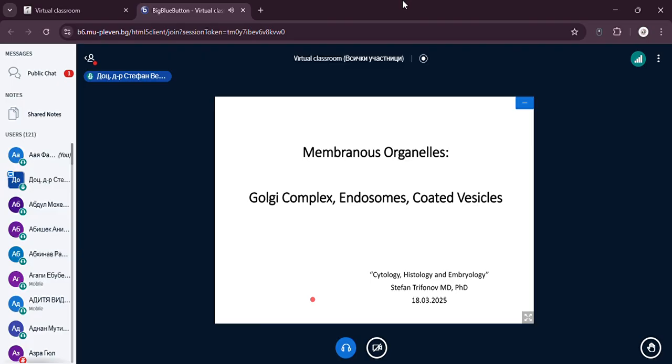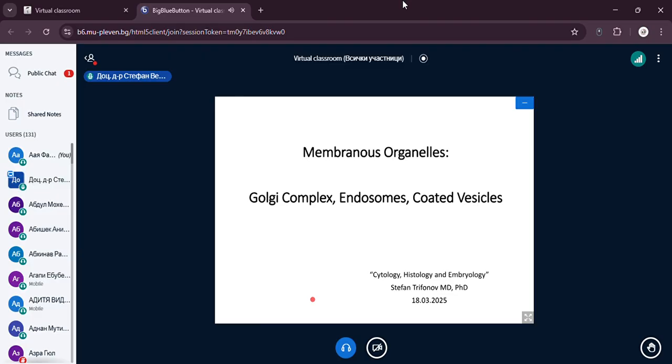And the topic of the first lecture this morning is about some of the membranous organelles of the eukaryotic cell. And these are organelles which are usually present in all cell types. Universal cell organelles. Usually some cells are losing these organelles when they become terminally differentiated cells and they do not need them anymore. But usually these organelles are present in every eukaryotic cell.